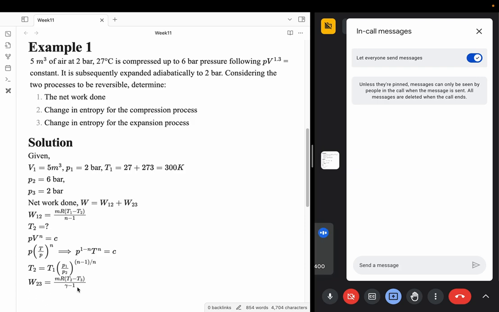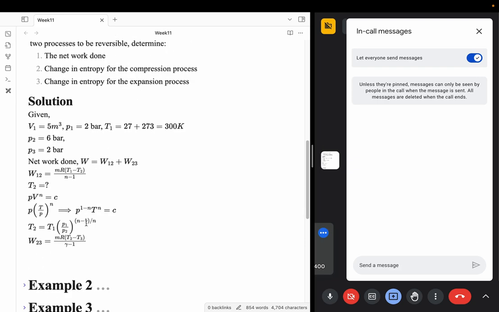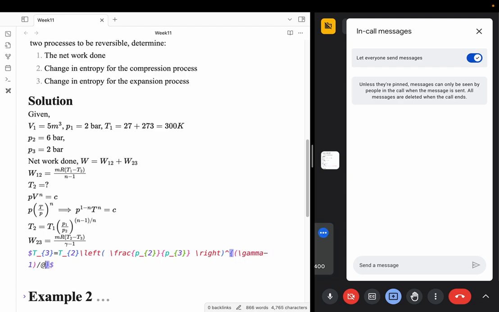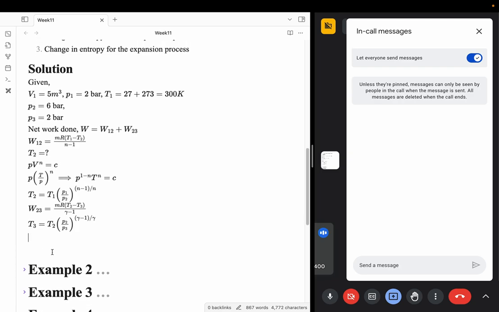So again, we will use the same relation. We know the final pressure. So T2 and T3 will be related as T3 is T2 times P2 by P3, but instead of n, you will have gamma. So you can use these relations to calculate T2 and T3.